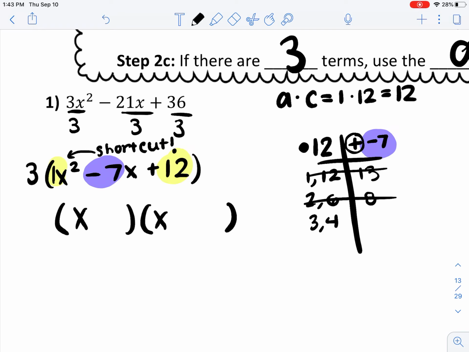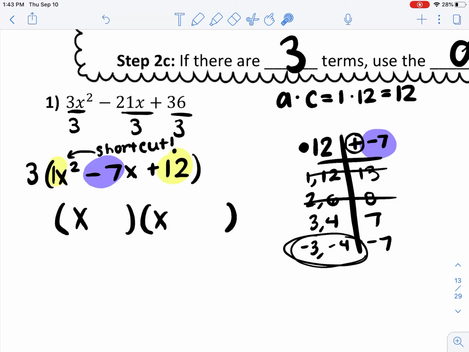2 plus 6 gives me 8, so that's not it. 3 plus 4 gives me 7. That's close. I just need it to be -7. So if I want to flip this, I also need to flip these. So the +3 becomes a -3, the +4 becomes a -4, and the +7 becomes a -7. So those are the terms that I am going to use.